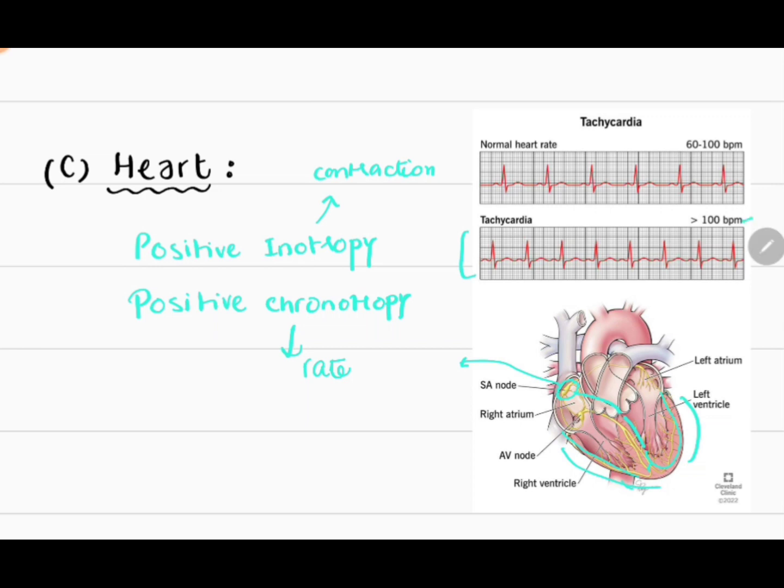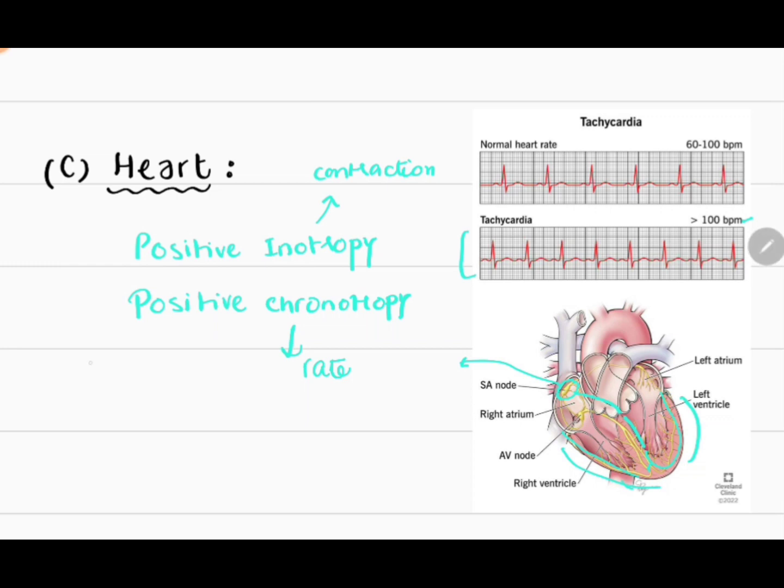We have a normal heart rate that varies between 60 to 100 beats per minute. This is a normal rhythm, and this is tachycardic, in which the heart rate is greater than 100 beats per minute. So whenever we give any antimuscarinic drug, we can anticipate an increase in the heart rate and an increase in the force of contraction.